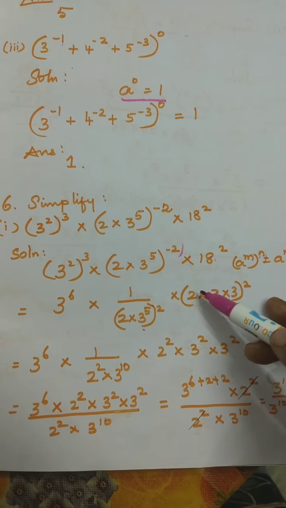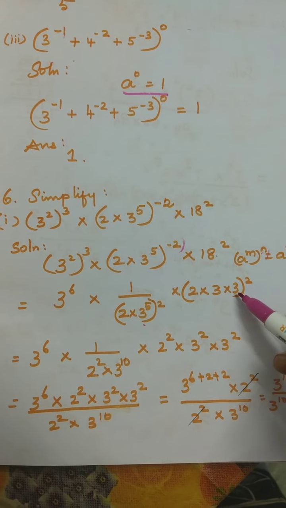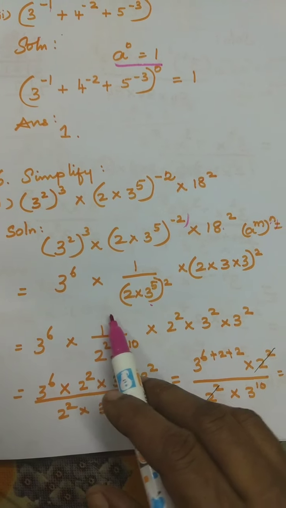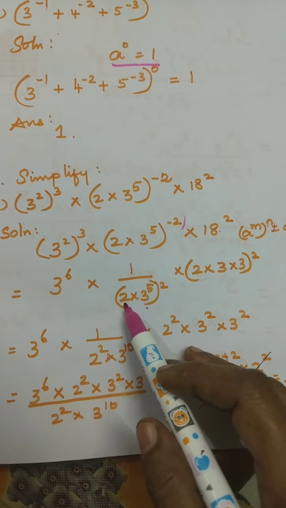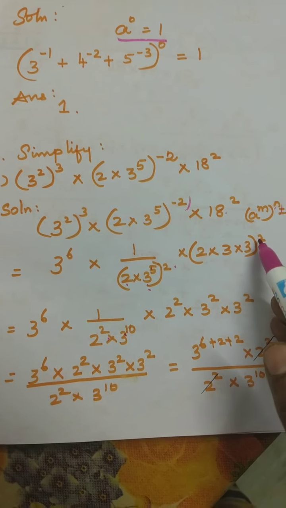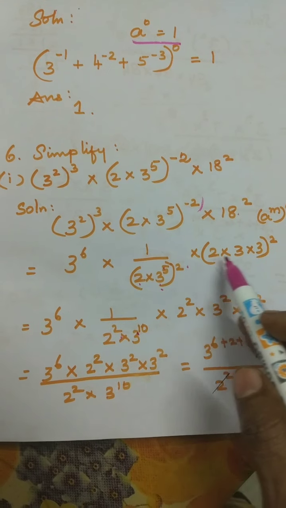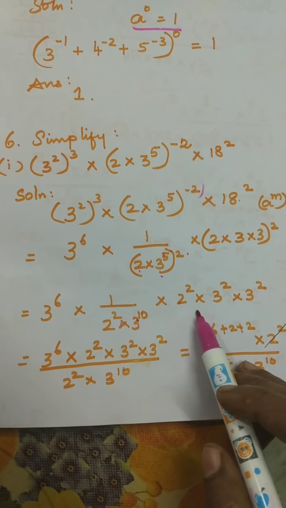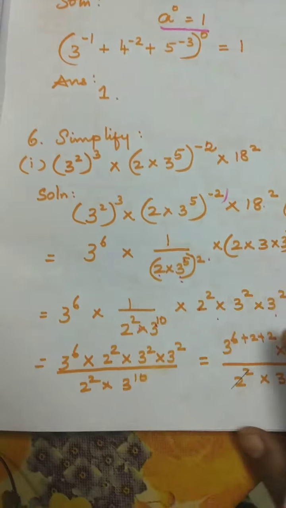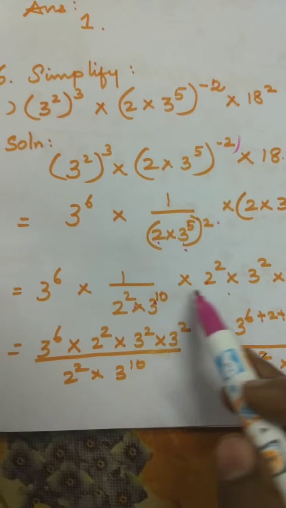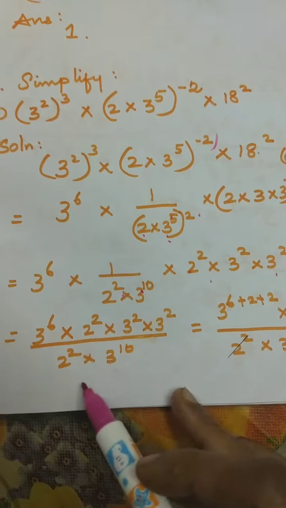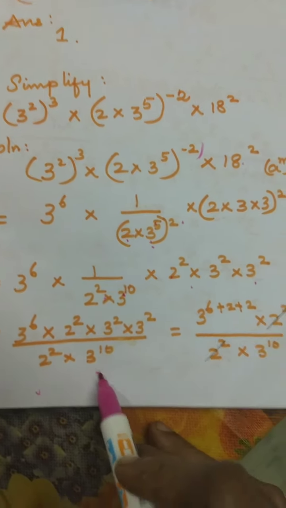So 18 you can write as 2 3s are 6, 6 3s are 18, the whole square. Okay. Now 3 power 6 into 1 by 2 power 2 into 3 power 5 2s are 10. Then here you have square, you have to apply the square to all the numbers. 2 square into 3 square into 3 square. Now take all these in 1. 3 power 6 into 2 square into 3 square into 3 square I have written. Then below you have to write 2 square into 3 power 10.